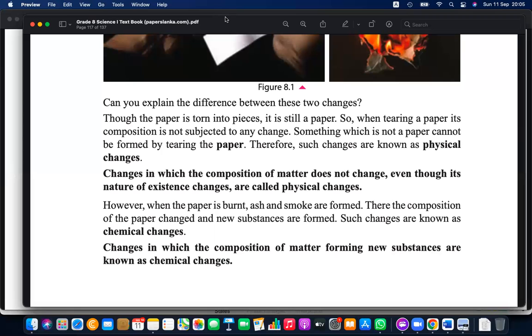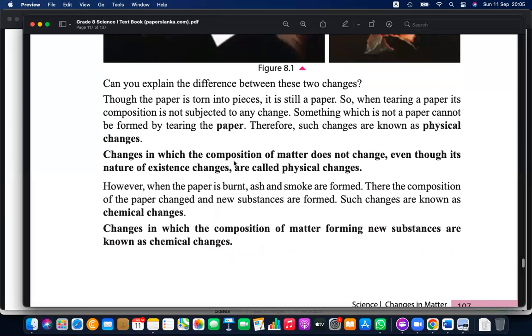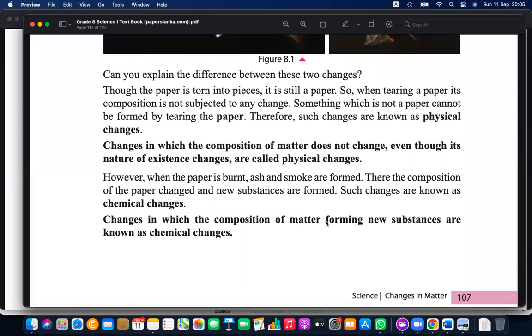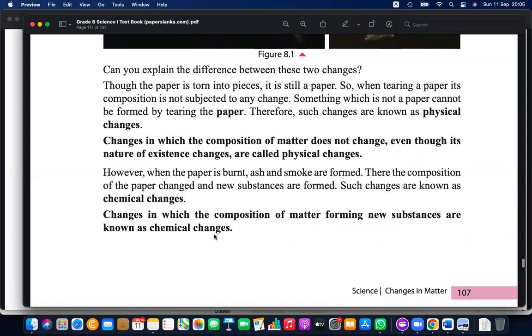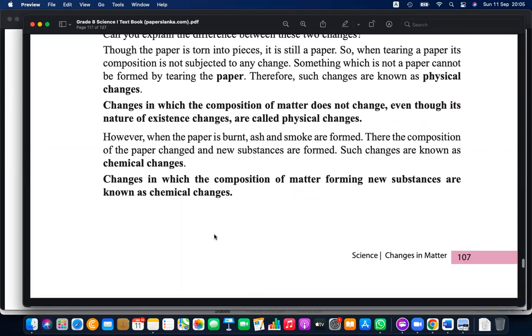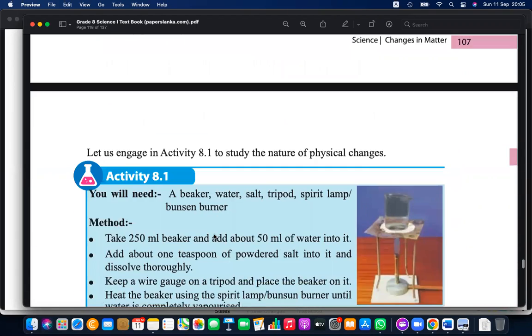Okay, now I think you got the idea. If the composition of matter is not changing and no new substances are formed, then we name this a physical change. But if there is a composition change and new substances are made or new bonds are there, then we call that a chemical change.